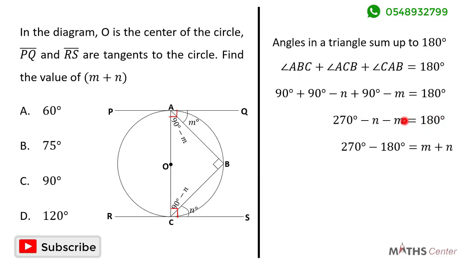When we rearrange this, we are going to have 270 degrees minus 180 degrees is equal to M plus N. 270 degrees minus 180 degrees is 90 degrees. So it means that the value of M plus N is 90 degrees. When you look through the options given to us, you can see that the correct option is C.